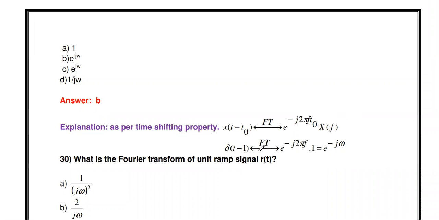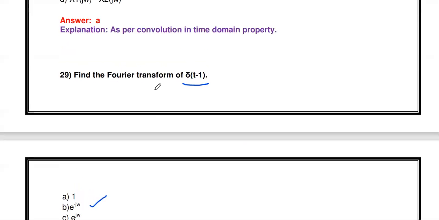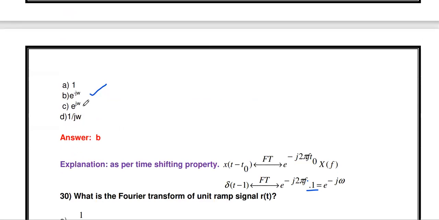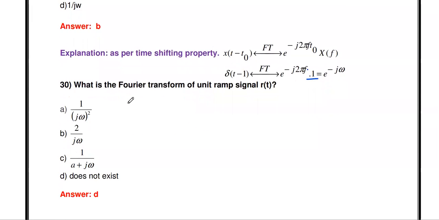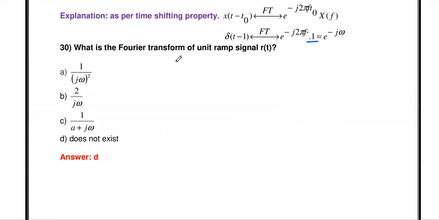So del of t minus 1 has the Fourier transform: the Fourier transform of del of t is 1, multiplied with e power minus j 2 pi f into t naught. What is the t naught value? 1. So this 2 pi f we can write as omega, and the answer is e power minus j omega. Similarly, if you are asked the Fourier transform of del of t plus 1, the answer is e power j omega.